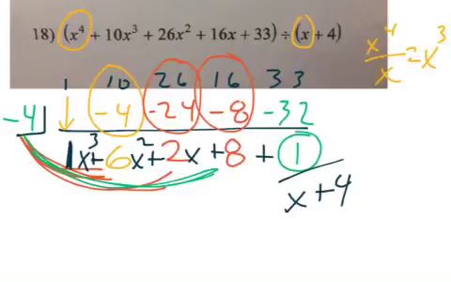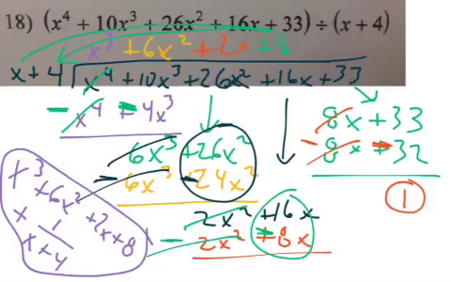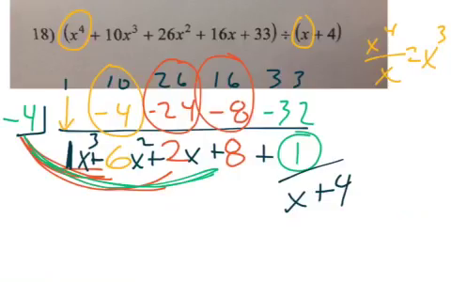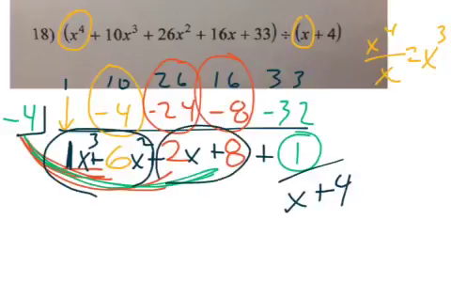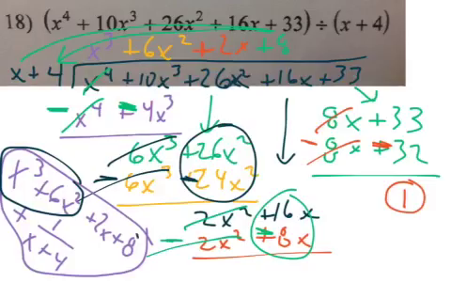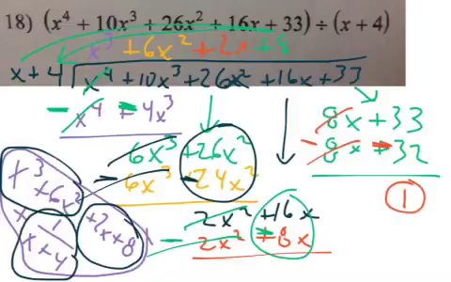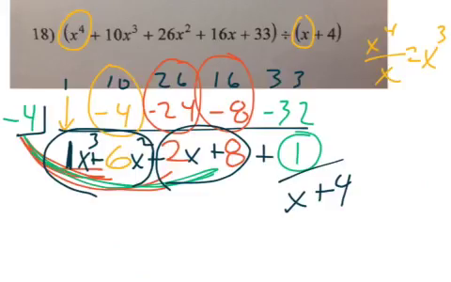Okay, I'm just going to change screens momentarily because I want to compare my answer with what I had before. So notice we have x to the 3rd plus 6x squared, which we have right here. And we should be looking for 2x plus 8, which matches up right there. And of course our remainder is 1, 1 over x plus 4. So everything works out perfectly, doesn't it?